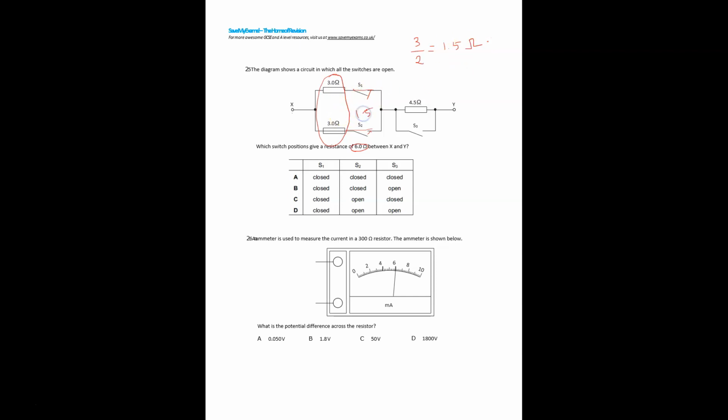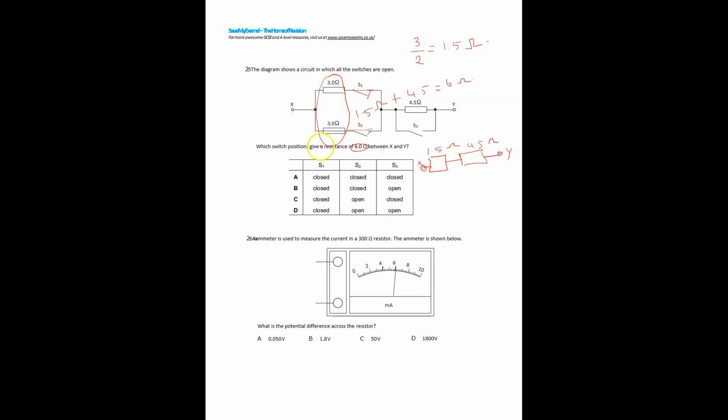So here is how much? 1.5 ohms plus 4.5. How much? 6 ohms. So together, it will become like this. Here is 1.5 ohms, and here is the connection, the terminal X, and this 4.5 is here, and here is the terminal Y. So now it is in series connection.